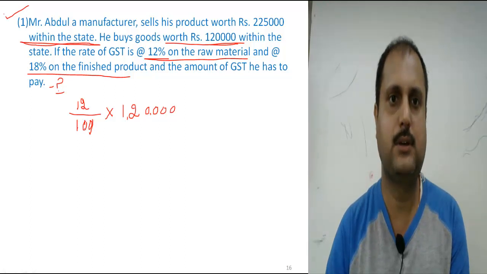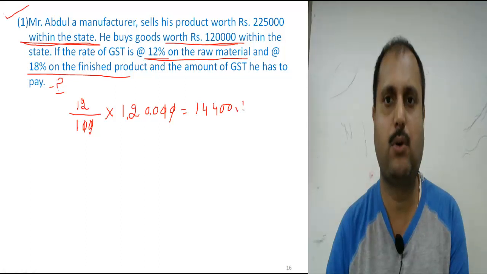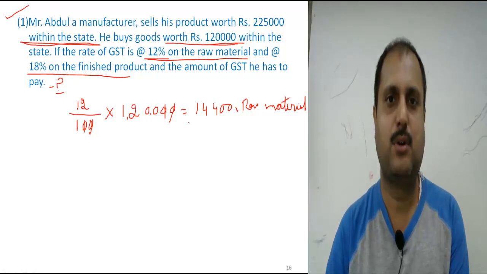So if we cancel it, the two zeros are cancelled, and here is the amount: 1,200 multiplied by 12. So the total amount will come to 14,400. So 14,400 is the total GST he has paid on the raw material. My handwriting is not proper, so you have to manage it. So this is the amount he has paid on the raw material.